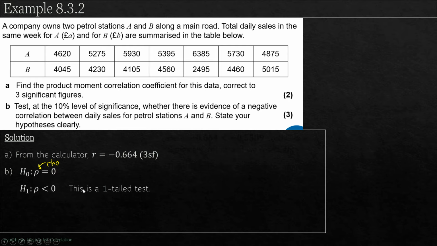rho is negative, which makes this a one-tailed test. So we're not splitting the 10% across the two tails. There's only one tail, and it's got 10% level of significance.